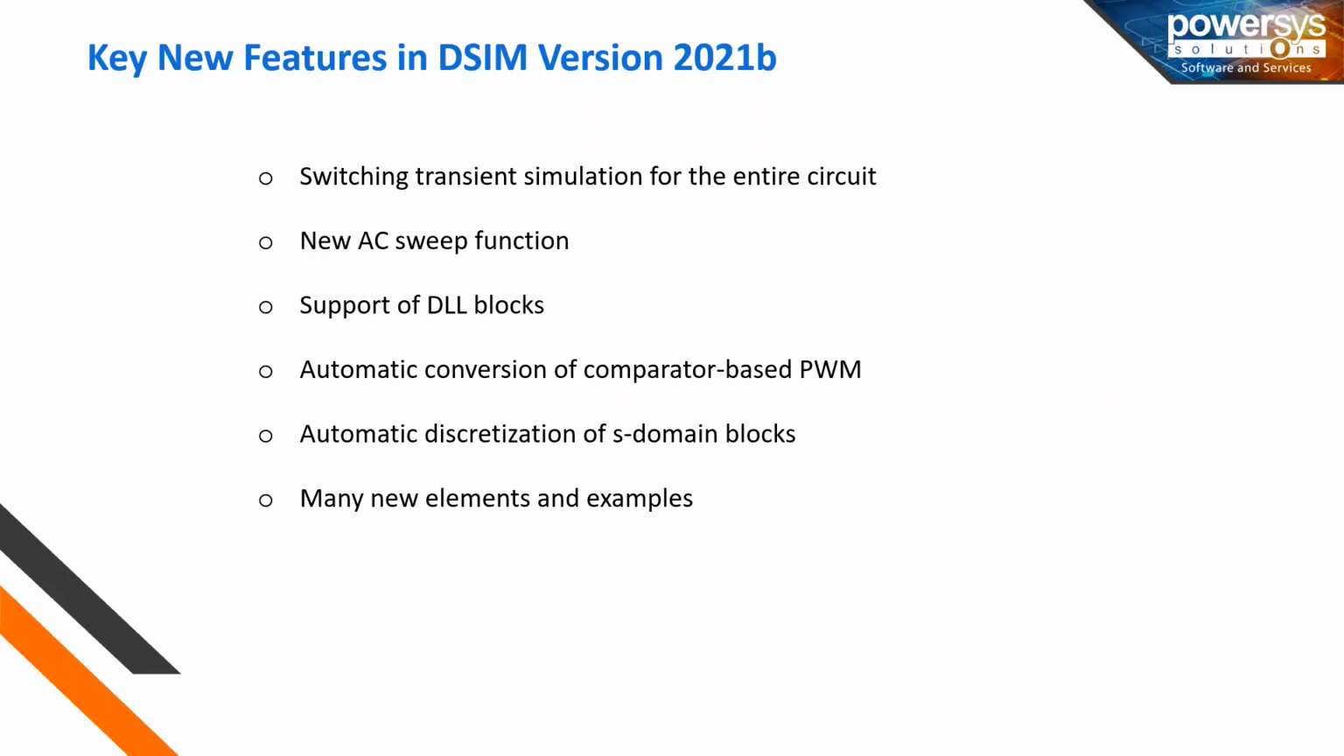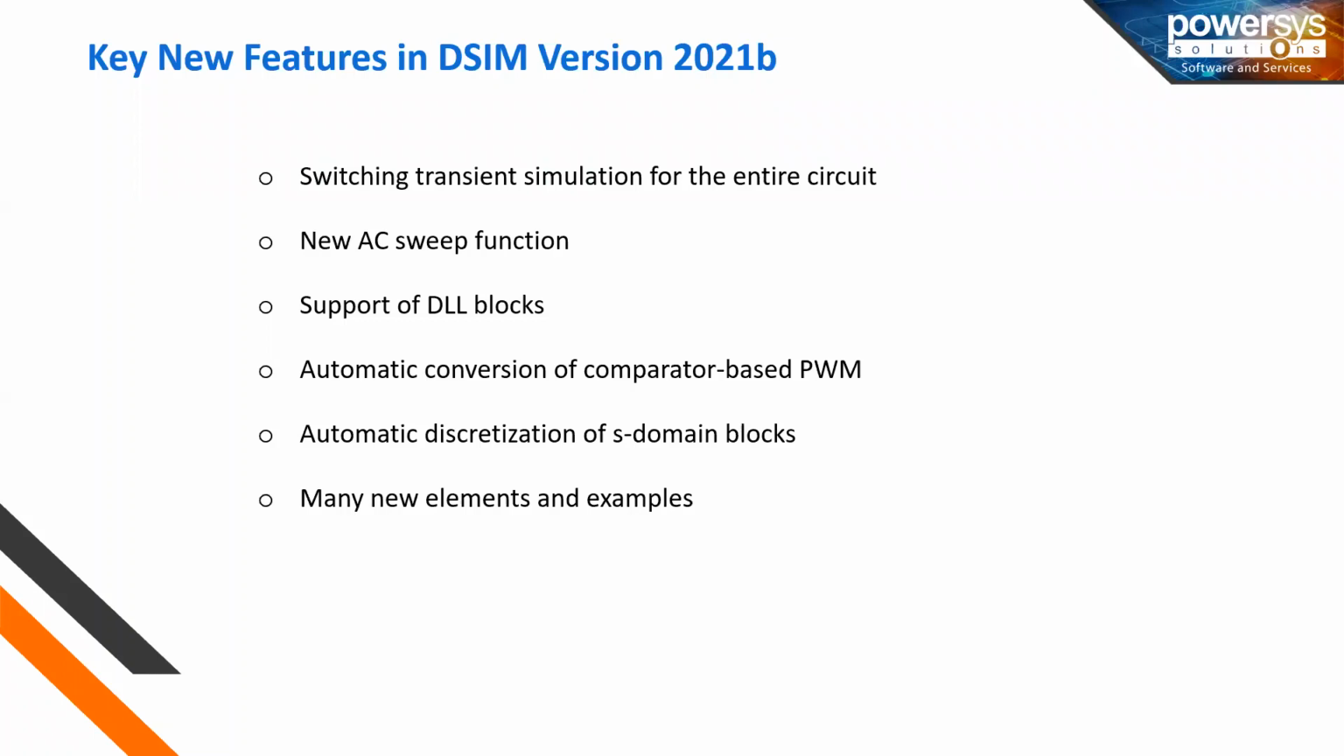So these are the new features which I'm explaining in detail: switching transients, new SUC functions, and the DLL blocks, which are currently supported. One added advantage is the automatic conversion of comparator-based PWM. Earlier, DSIM could only support the digital part. Now, even if you are doing your control part in analog, it will convert to the discrete domain and do the analysis. That's what we have provided: automatic discretization of S-domain blocks, and many new elements and examples we added.